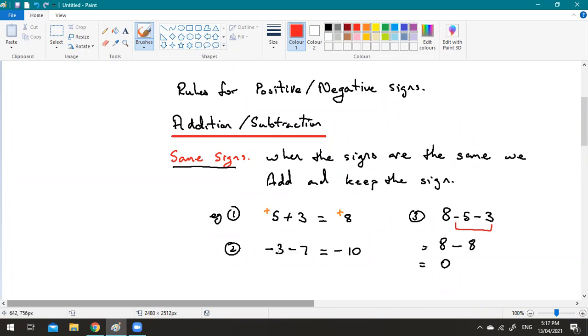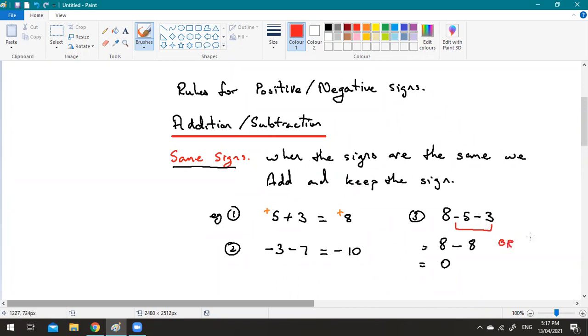Example 2. -3, take away 7. The signs are the same, so we add and keep the sign. So -10. In example 3, we have 8 take away 5, take away 3. What we can do is 8 take away 5 is 3, take away 3 is 0.